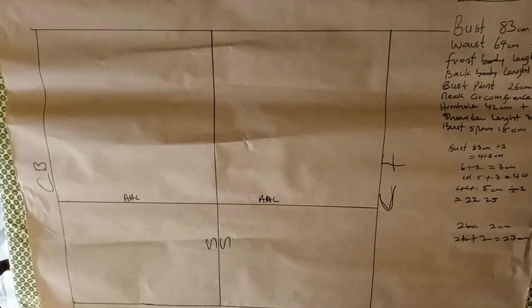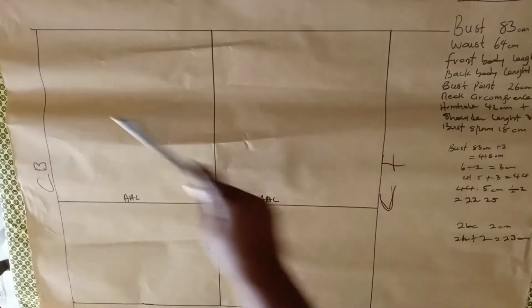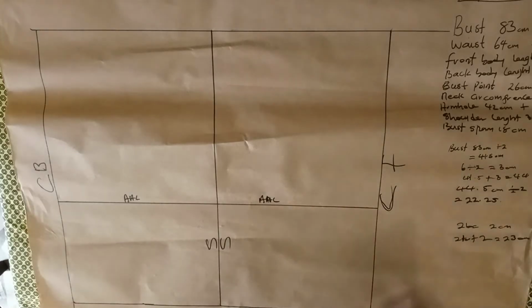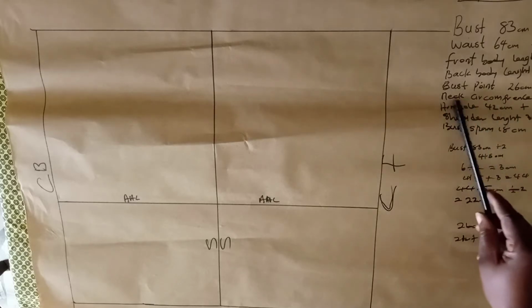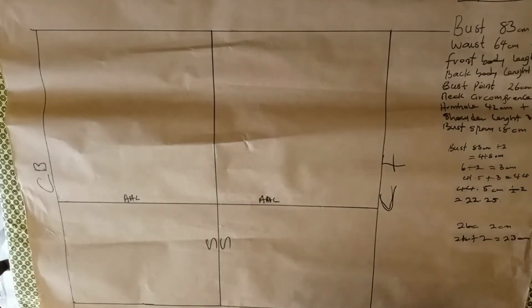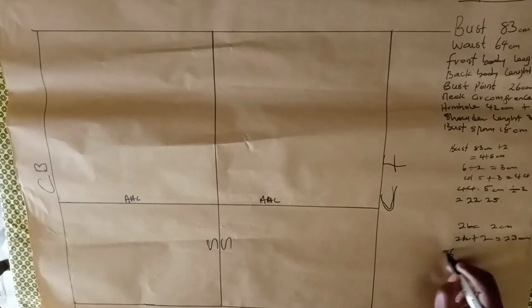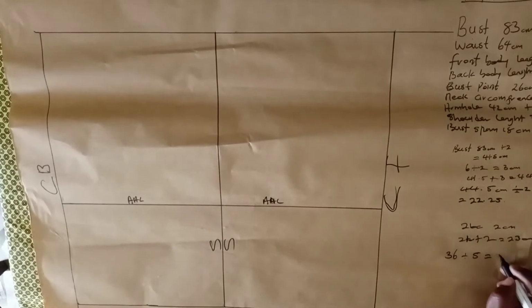Step 3. The input of the necklines. The back and the front necklines. Now, our measurement chart here says our neck circumference is 36 centimeter. Now, 36 divided by 5 will give us 7 centimeter.